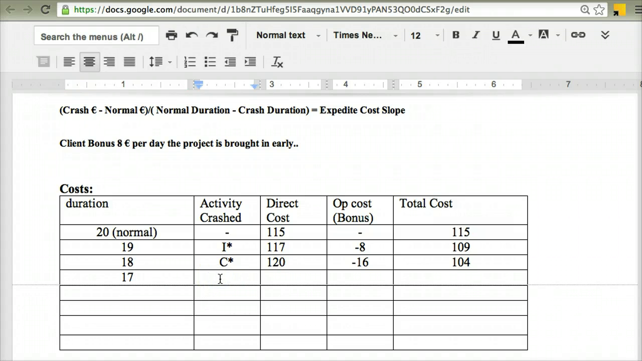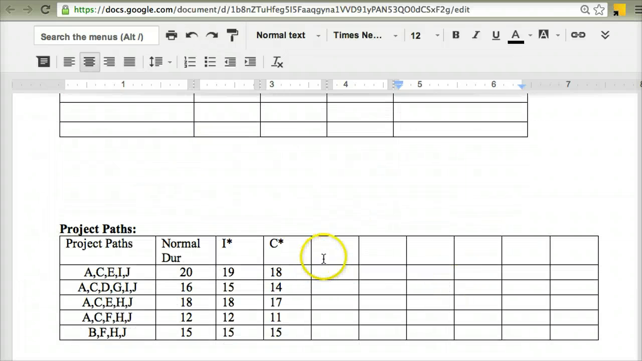I'm going to crash E, no asterisks this time because I've got other days to play with after I crash it by 1 day. The overall cost of crashing activity E by 1 day at a time is €5. So that's the direct cost is €120 plus 5 is €125. Because I'm bringing it in 3 days early, I'm going to get a bonus of €24. So my opportunity cost is minus 24. And so my total cost is 101. And so again, it's going in the right direction. So that's good. Again, I'm going to keep track of how my project paths are looking.